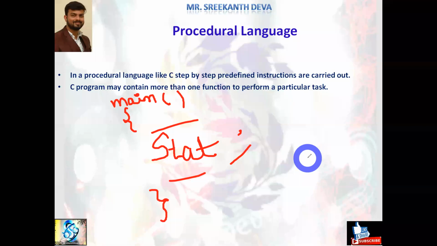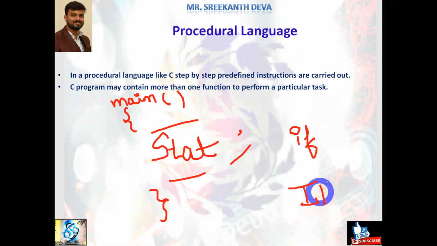Those keywords must be used for specific purposes only, and they must be written in small case only. For example, if is a conditional statement and a keyword in C language. If you write a capital If, both are different in a procedural oriented programming language. Every programming language has a set of rules and regulations. C has a set of rules and regulations to construct and develop what? C based applications.